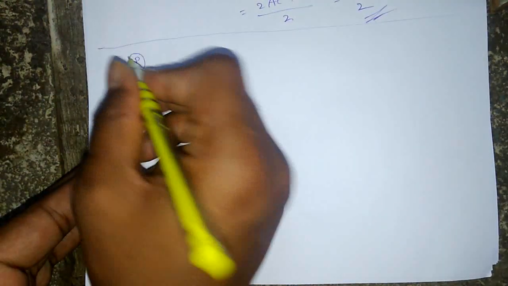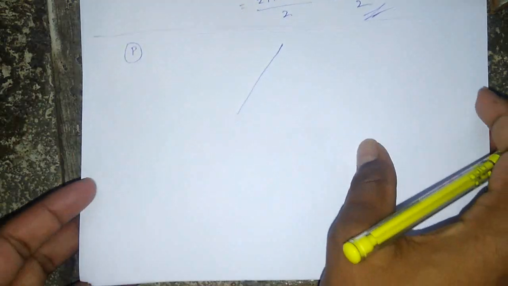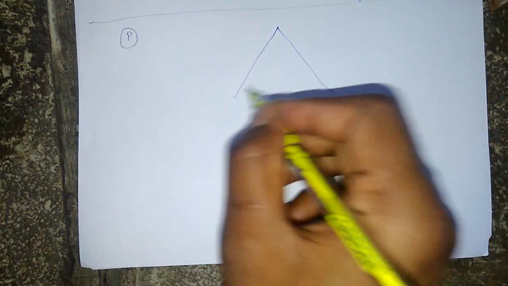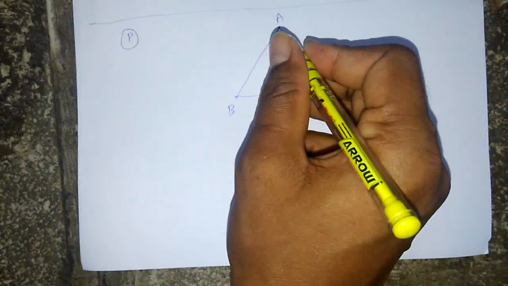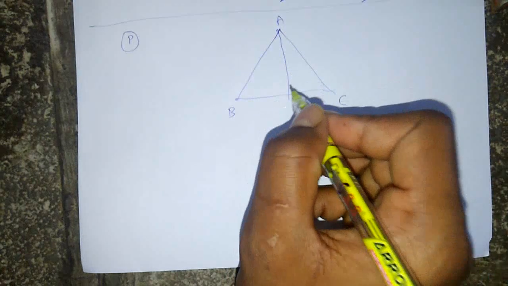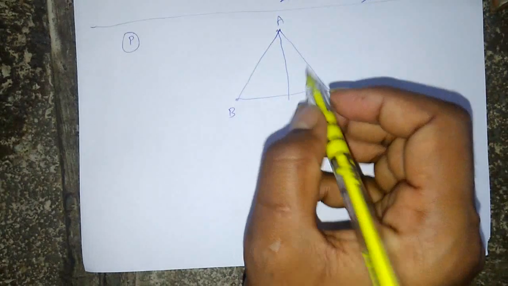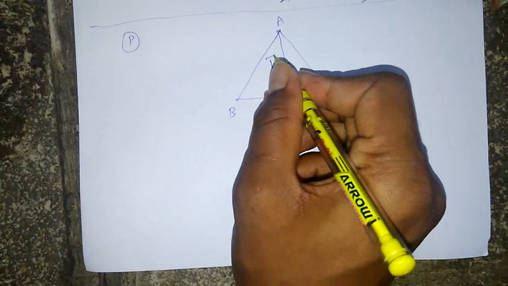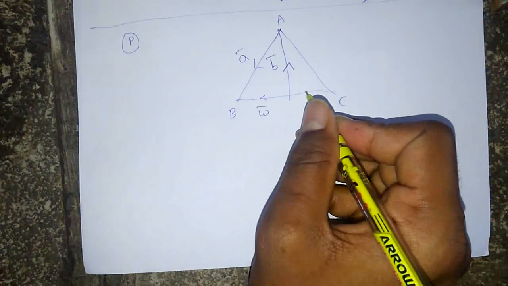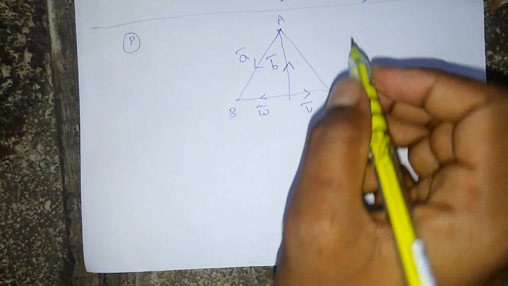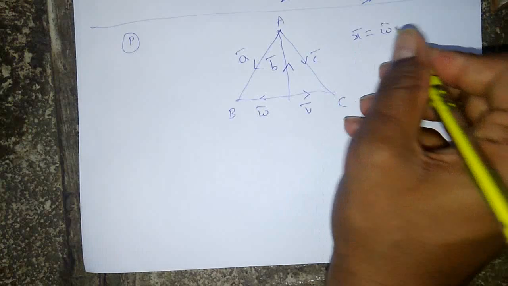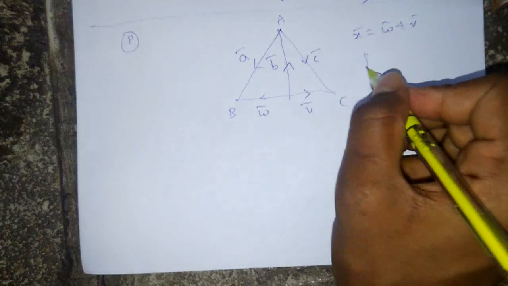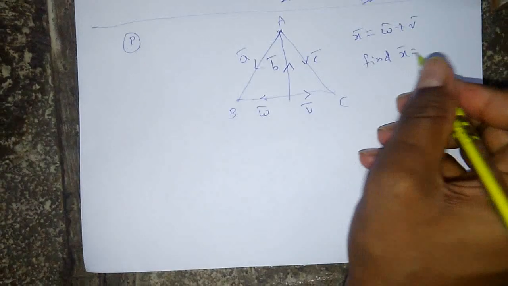So our next problem is, a triangle is given. This is A, B, C. Now this is given as B bar, this is given as A bar, this is given as W bar, this is given as V bar, this is given as C bar, and X is given as W bar plus V bar. Then find X bar.